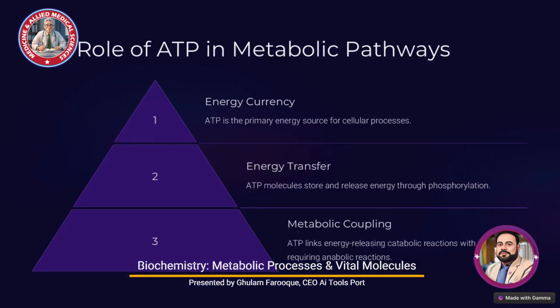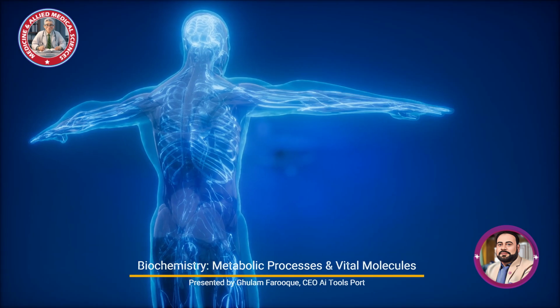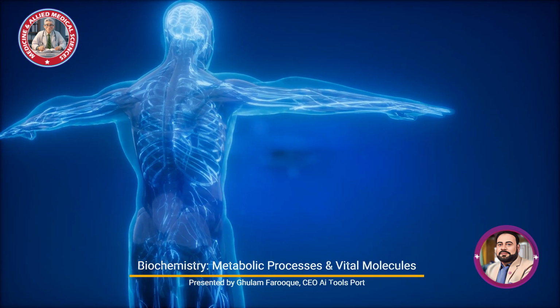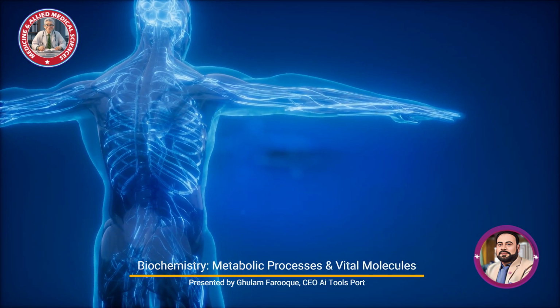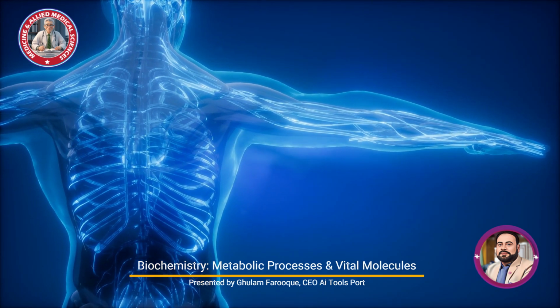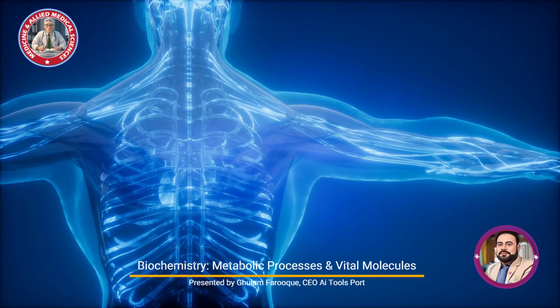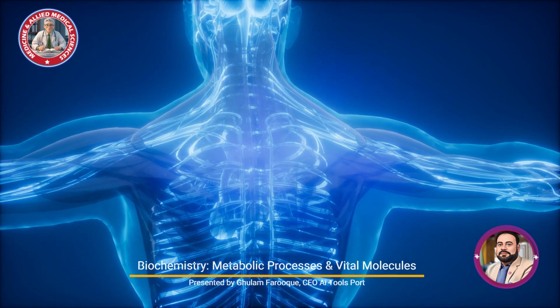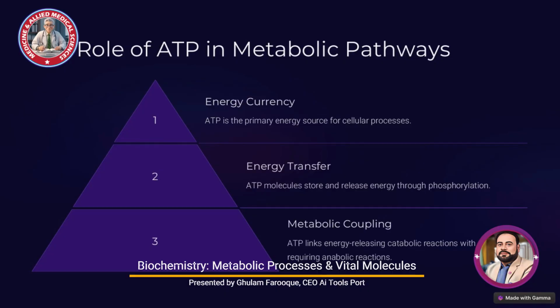3. ATP and metabolic coupling. Metabolic pathways are interconnected through ATP. Catabolic reactions, energy-producing processes like glycolysis, the Krebs cycle, and oxidative phosphorylation, generate ATP by breaking down macronutrients: carbohydrates, lipids, proteins. Anabolic reactions, energy-consuming, use ATP to provide energy for biosynthesis, such as protein synthesis and lipid formation.